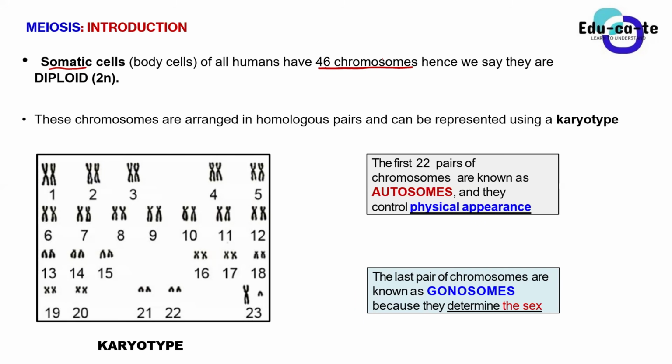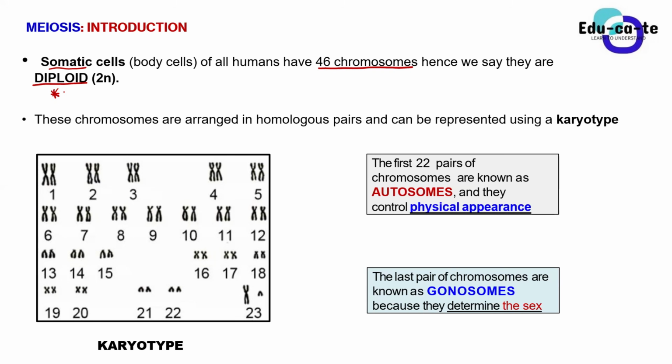Because they've got 46 chromosomes, we actually use the term diploid to refer to them. So we call them diploid. The somatic cells, we say that they are diploid. What does diploid mean?